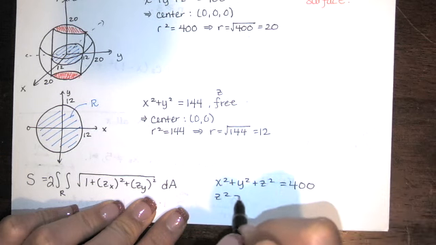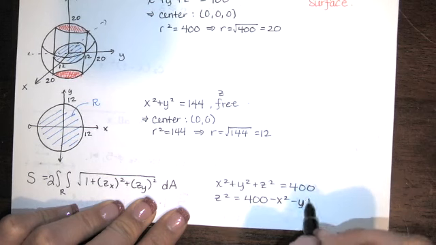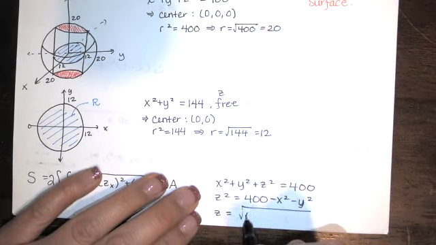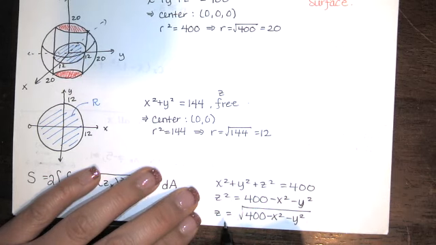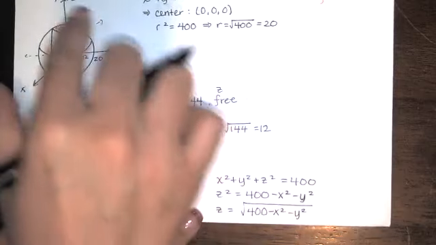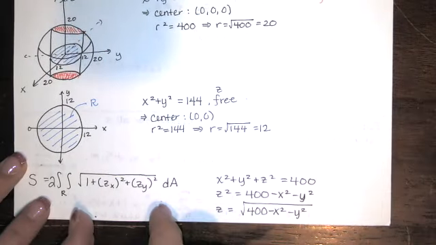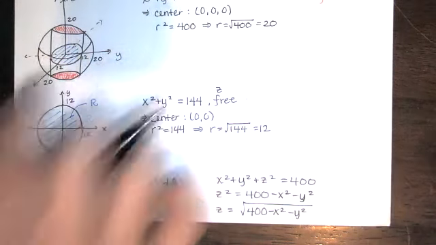So we'll subtract x squared and y squared from both sides. We'll take the square root, and then we'll just focus on that positive square root, because I just want the part of my sphere where z is positive. I want that top part. We're going to use this for our z to find the area of that top part, and then we'll double it to find the area of the top part and the bottom part.